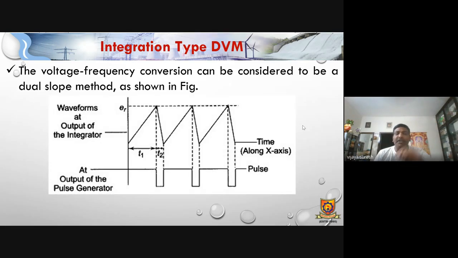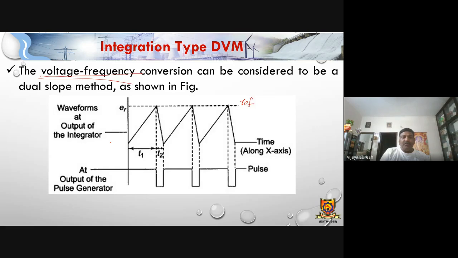Here T1 and T2. So during T1, number of pulses. During T2, number of pulses. Okay. So here voltage to frequency conversion. See, observe here. So the amount of reference voltage is the dotted line.